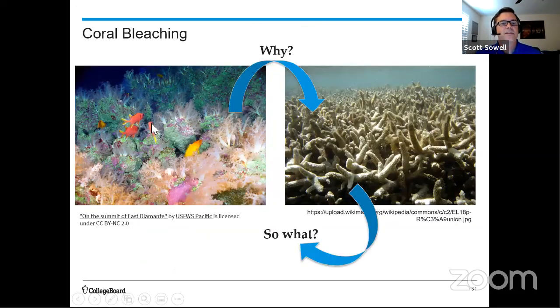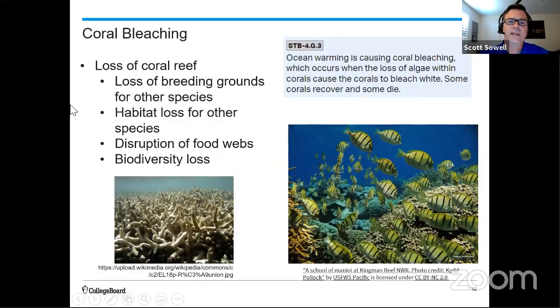So we've got this situation where we've bleached this coral out. We've dropped the biodiversity down really, really low. These corals are not going to recover. But so what? Well, this coral reef, like I said, is the habitat for many, many other species. It's breeding grounds for species. It's part of the food web. So this is going to have a really dramatic effect on the entire ecosystem there.